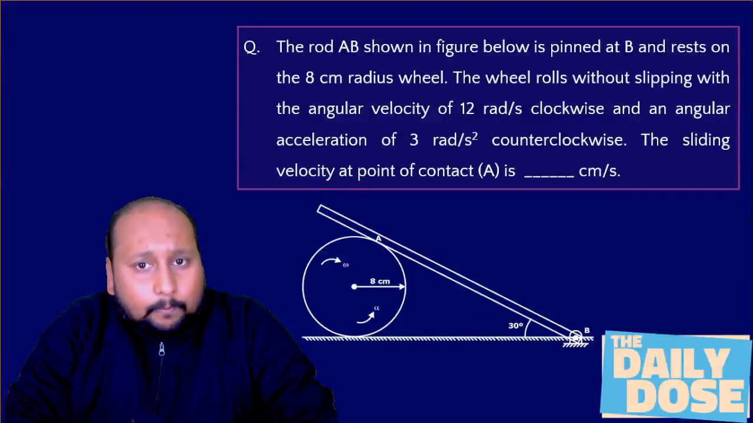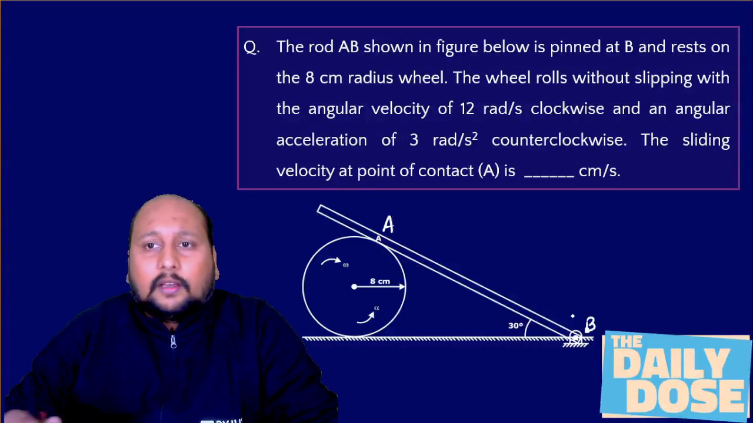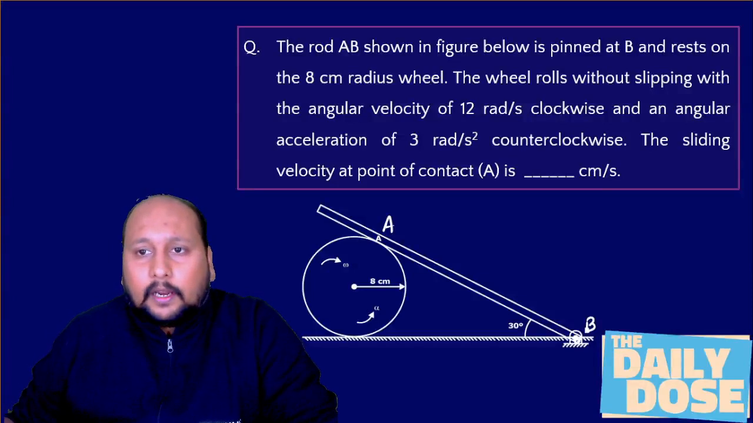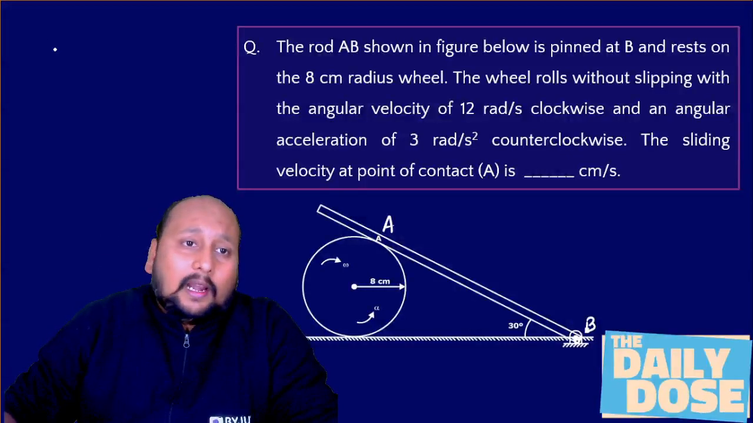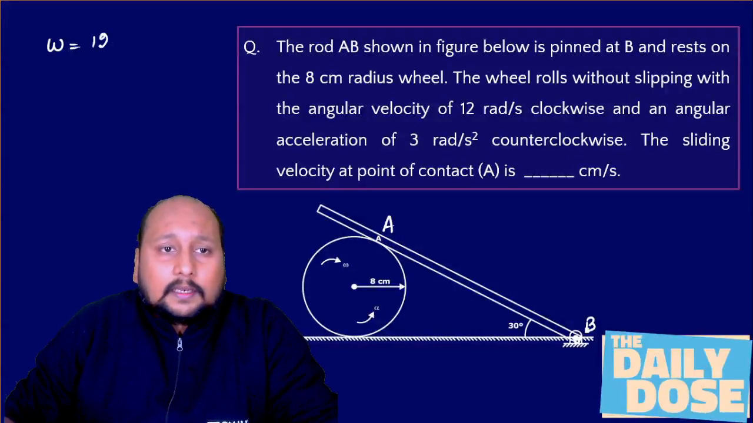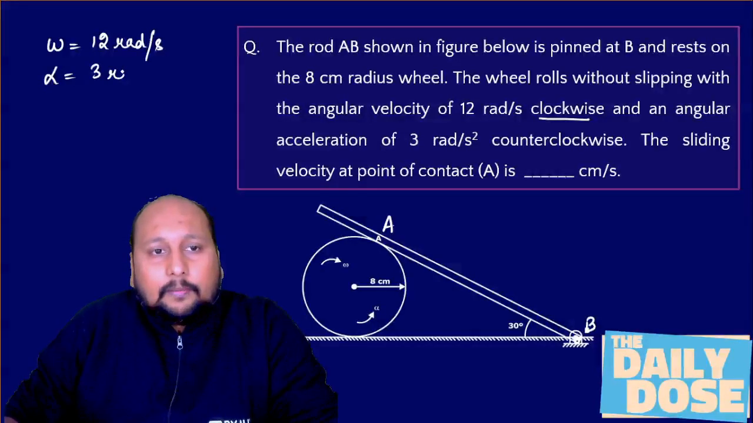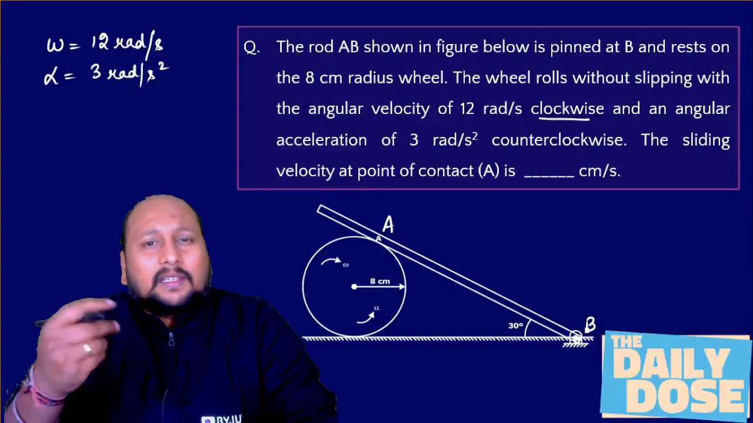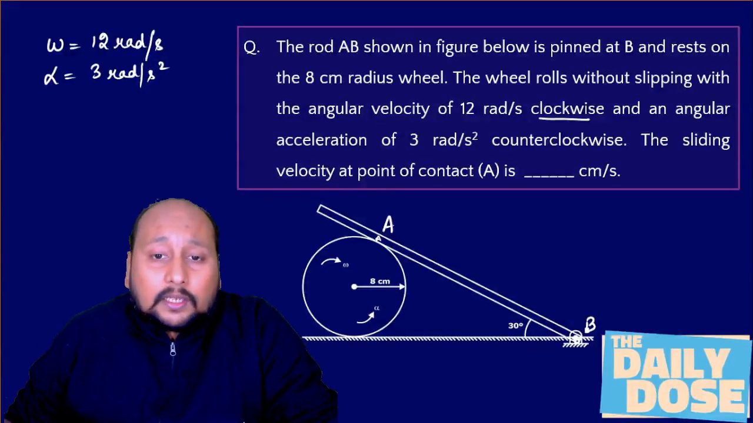A rod AB shown in the figure is pinned at point B, and rests on a 8 centimeter radius wheel. The wheel rolls without slipping with an angular velocity of 12 radian per second. They have given the value of omega as 12 radian per second in the clockwise direction, and the angular acceleration is 3 radian per second square in the anti-clockwise direction. That means it's an example of a retardation case. So the question is, what is the sliding velocity at the point of contact A? What is the velocity at this point?